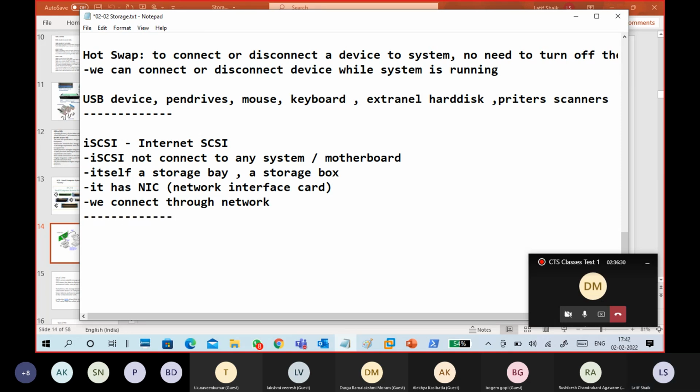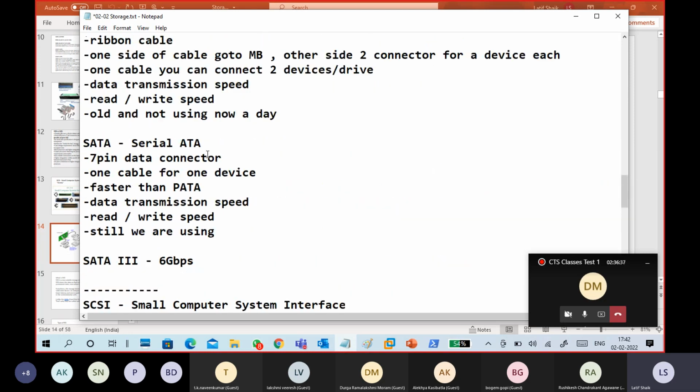There are a lot of things in iSCSI, but because it's already almost quarter to 6. Okay.